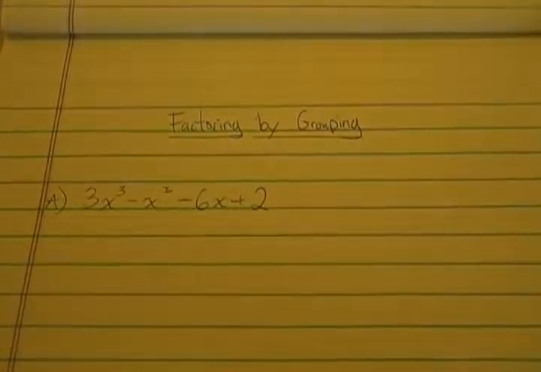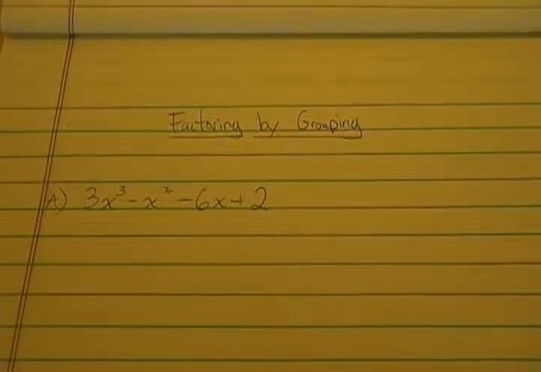Welcome to Saucy Math. This is another in a series of videos about factoring, and this one is going to talk about factoring by grouping. Now, the grouping method is a method you'll use for factoring usually when you have four terms in your expression and you somehow need to factor that expression.